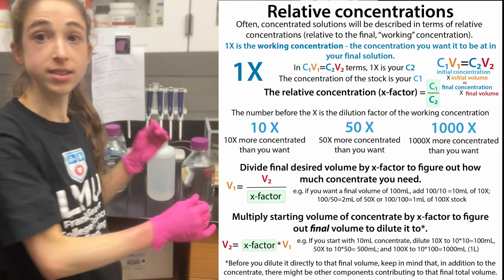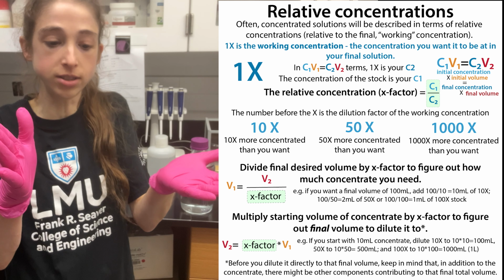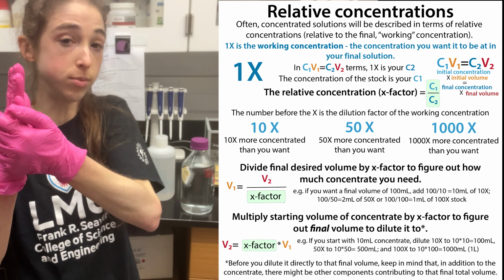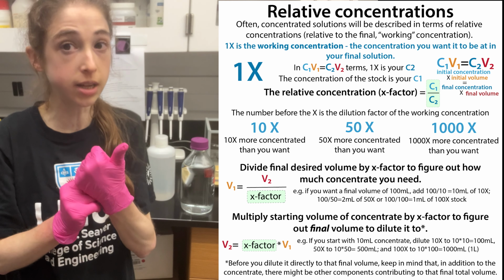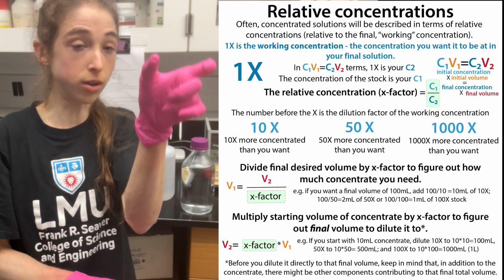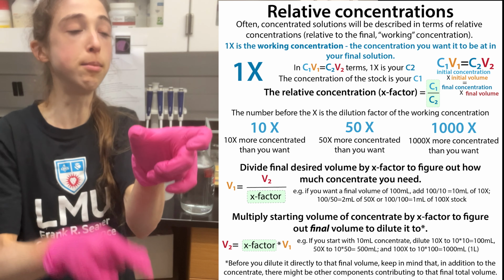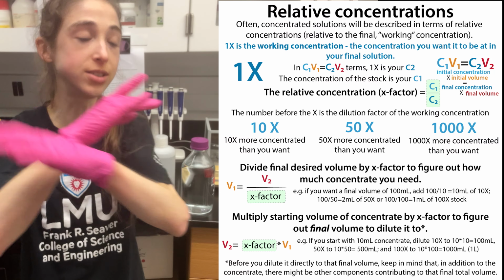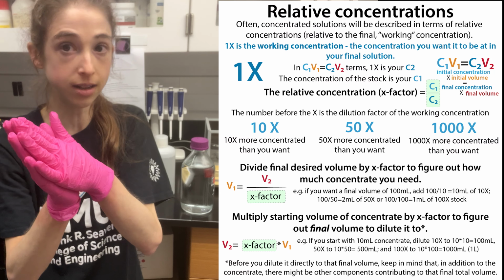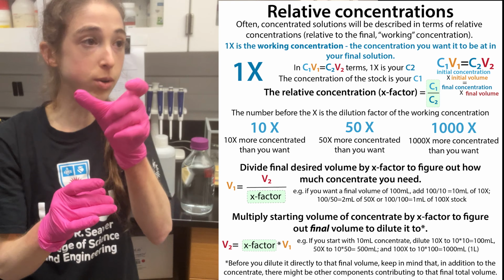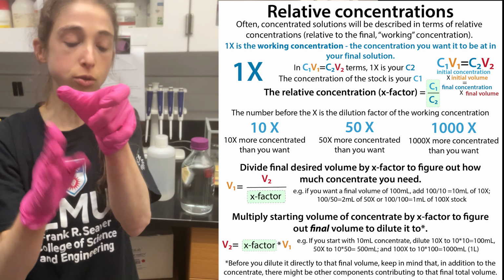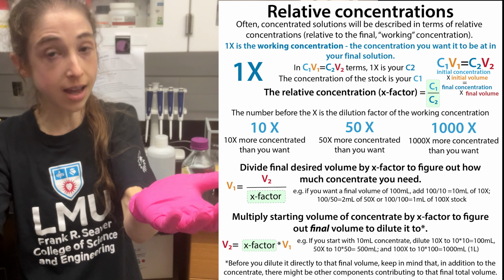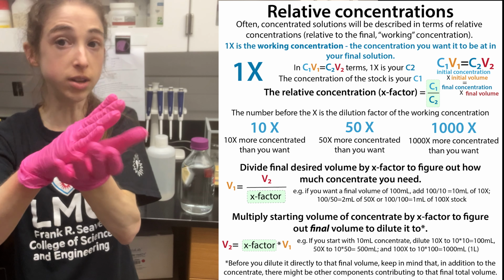If we say start, we can also go the other direction. And so instead of starting with the volume that we want and dividing it by the X factor to get the volume of the stock that we need, we can take the volume of the stock that we have and multiply that by the X factor in order to get the volume we need. So if you have 20 mils of your 50X, then 20 times 50 would give you 1,000, and that's how you know what volume you need to dilute it to.